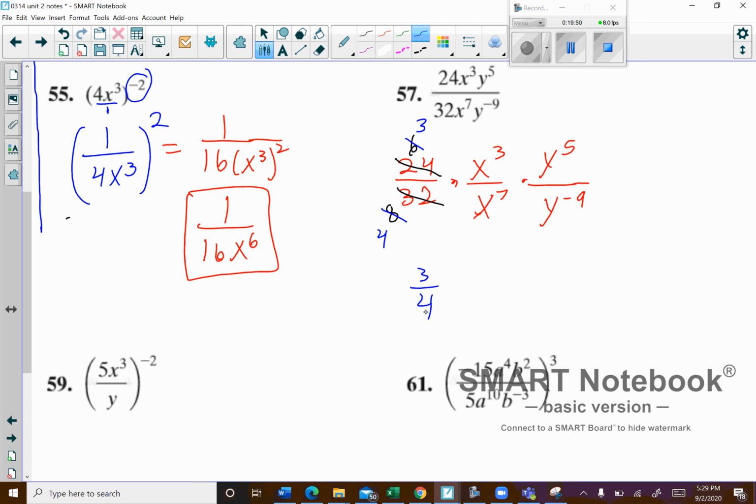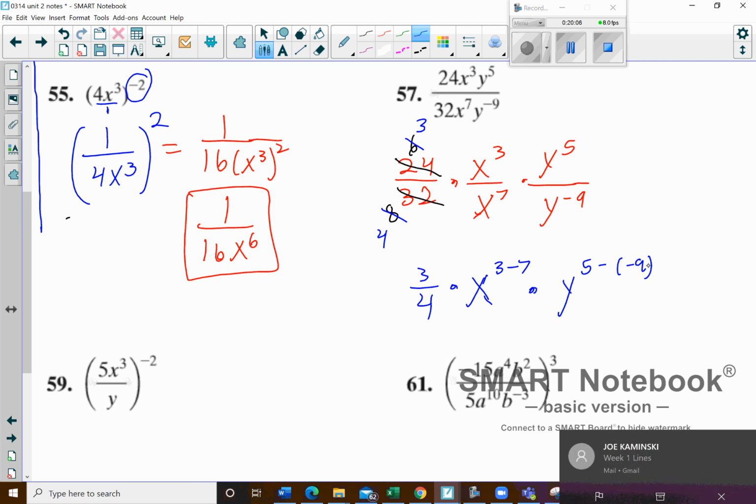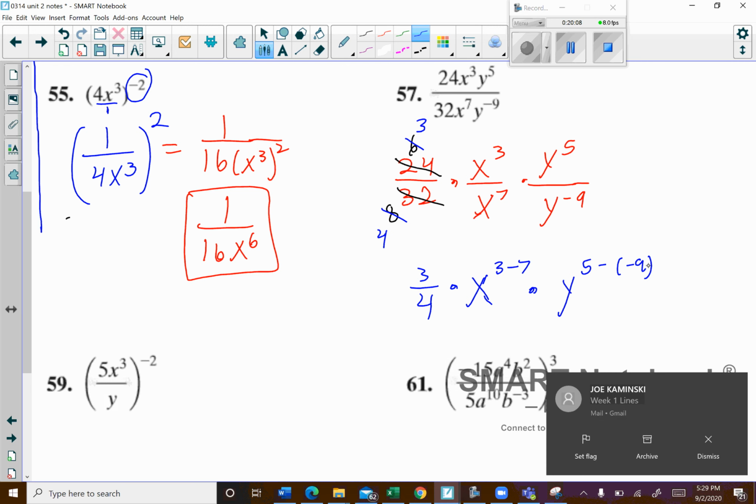Okay, so here I'll go ahead and show my work. We're going to subtract. So I'm going to have, let's see, 3 take away 7. And then over here, I'm going to have y to the fifth minus a negative 9. And so we'll go ahead and clean that up. So let's see, move down here.